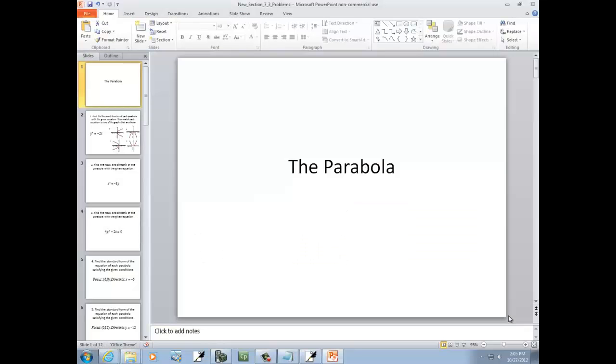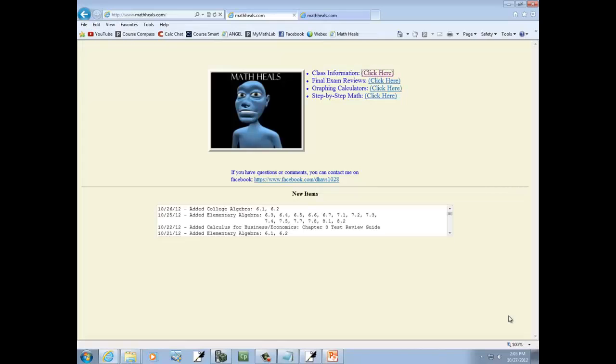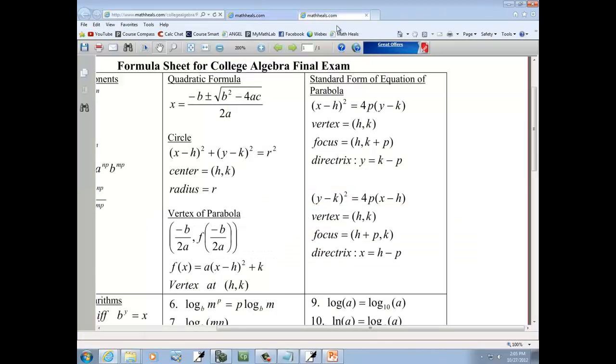Let's take a look at the parabola. Here it is. Now we're going to have two forms of this. We have one where we have (x minus h) squared equals 4p times (y minus k). If we got that, then our formulas for the vertex are (h, k), focus is (h, k plus p), and directrix is y is equal to k minus p.